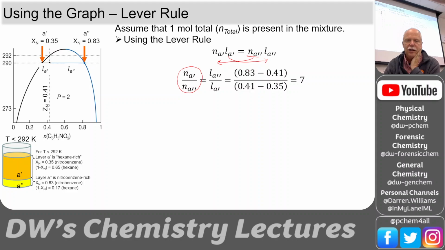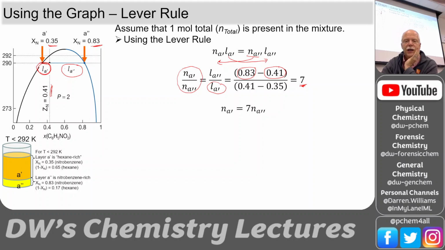So this is the key here. Look at these numbers. This is 0.83 minus 0.41. So that's this distance right here. You see that that's the length of that line in the phase diagram? See how it's related to the phase diagram? And then in the denominator, we have 0.41 minus 0.35. That's the length of this small piece over here. We do this subtraction on the numerator and the denominator and then divide, and we get 7. So there's 7 times more moles in the upper layer than in the lower layer because of the temperature that we're at and where our fulcrum is.